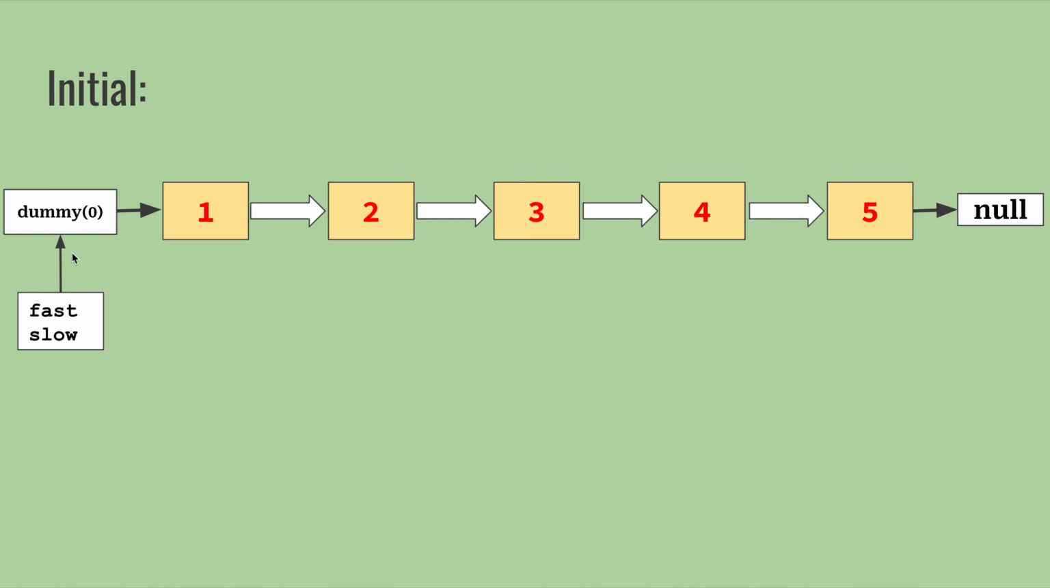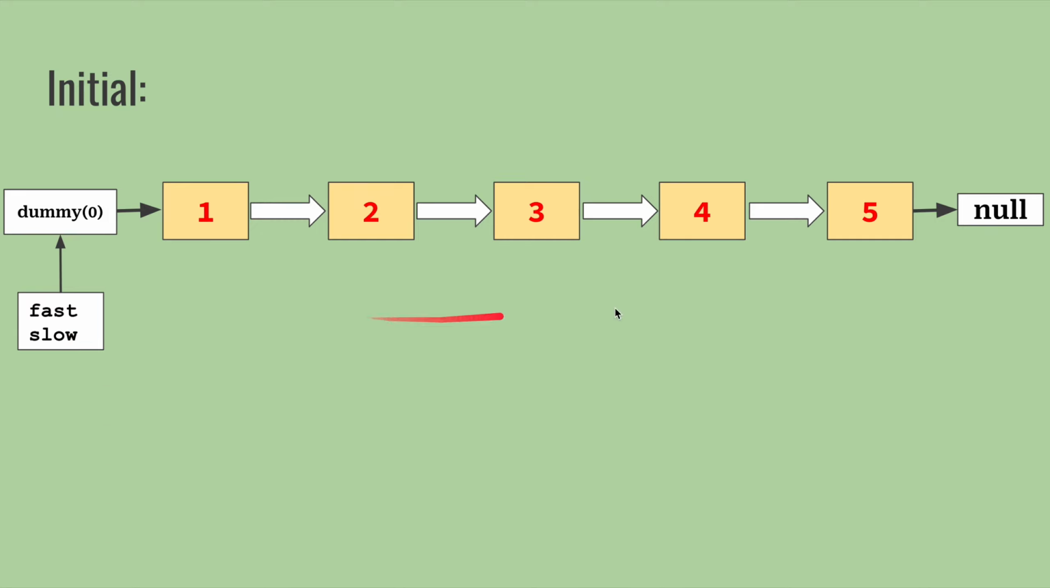Then we'll initialize the fast and slow pointers at the dummy node, and move fast n plus 1 steps ahead. Let's suppose fast is here, it will move n plus 1 and go here. After that, once you are here, on the first move, slow will go here and fast will go here.